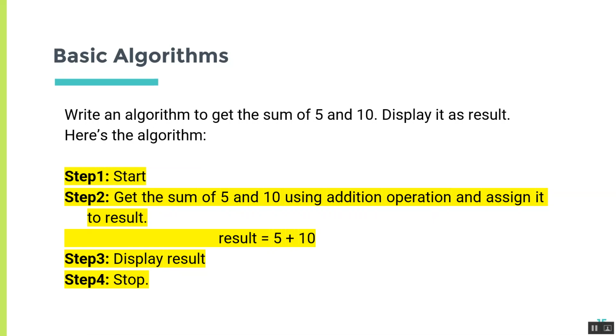And also you could put the instructions, or let's say on how to use the addition operation, below step 2, just like this. So 5 plus 10 is 15, and the result of this would be assigned to result. And then step 3, display result. So actually result is a variable, so anything that could be assigned to it will be displayed in step 3. And then after step 3, we have step 4, which is stop, meaning to say that this algorithm has finished.